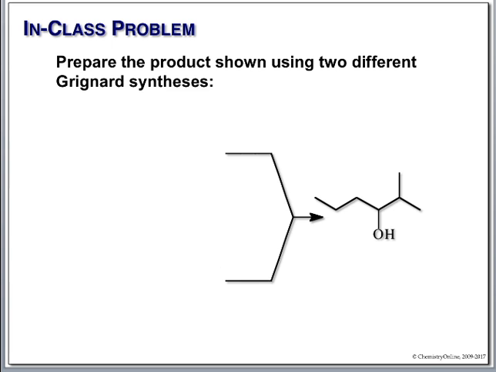Remember, the OH was a carbonyl at one time. So we either added this chunk or we added this chunk. That's all you have to remember. It was a carbonyl, so we added this or we added this.